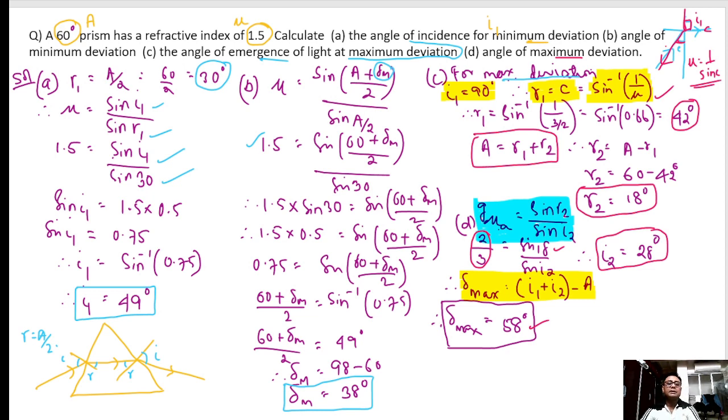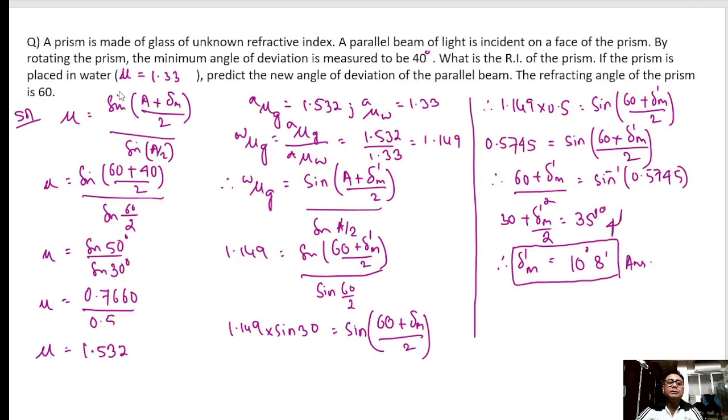So next, let's see. A prism is made of glass of unknown refractive index. That means this I don't know. A parallel beam of light is incident on the face of a prism. By rotating the prism, the minimum angle of deviation is measured to be 40 degree. What is the refractive index of the prism?